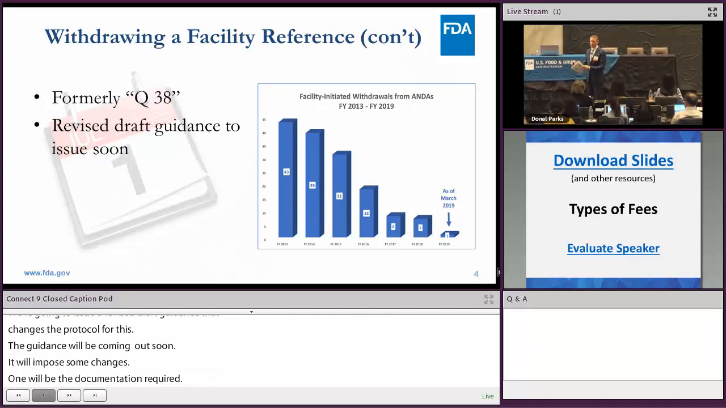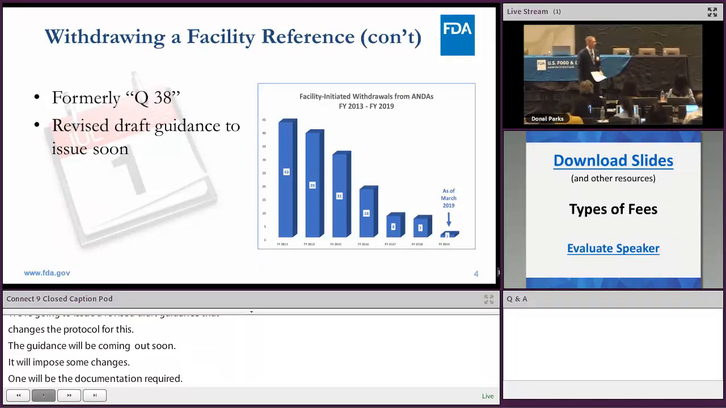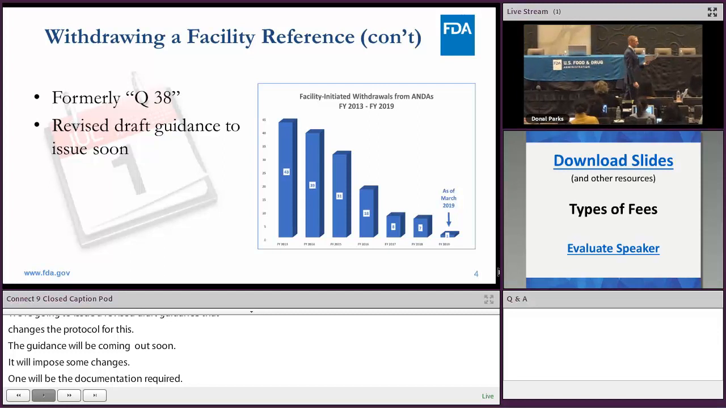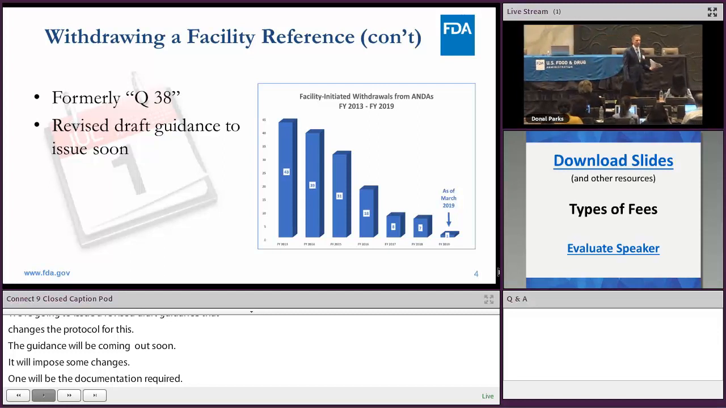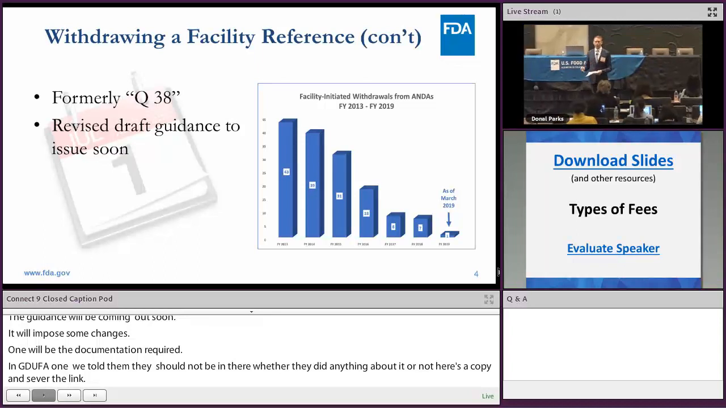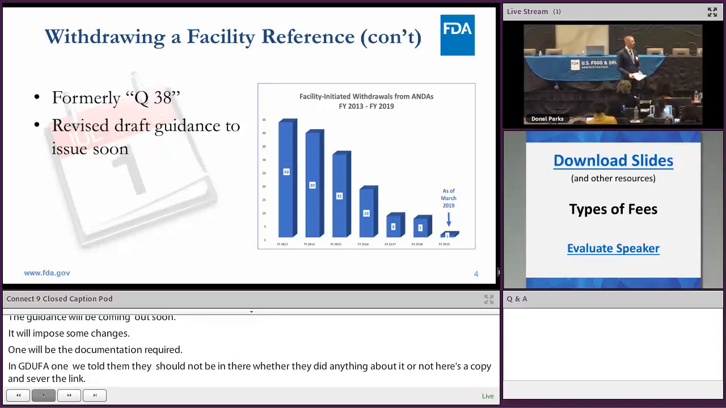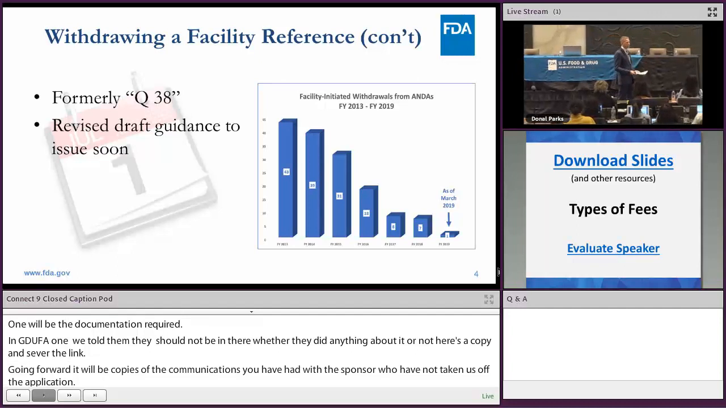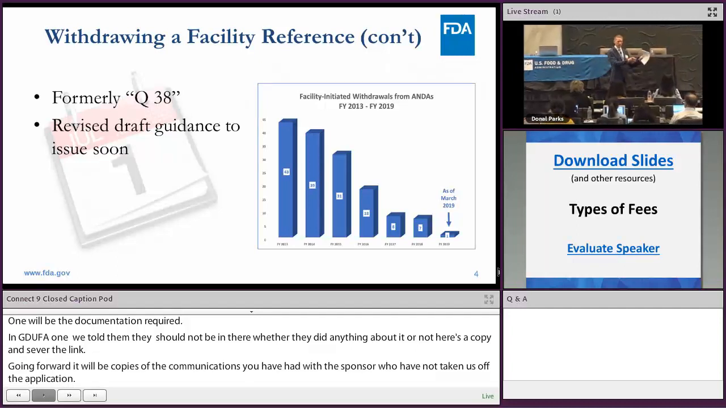So here's a copy of it, sever that link for us. Going forward, it's going to have to be copies of the communications you've had with the sponsor showing we've asked them to and they haven't taken us off this application. And there's also going to be some additional requirements about, here's the set of ANDAs or DMFs that we think we're referenced in, even if we don't know for sure. And then all that information is going to be submitted to us to basically say, here's my case.